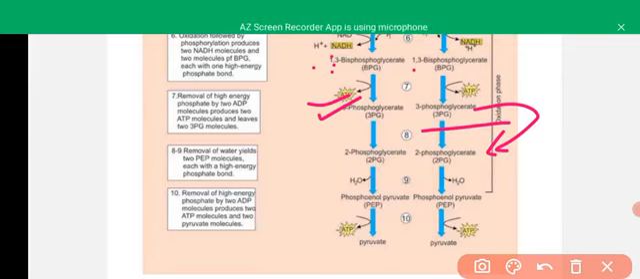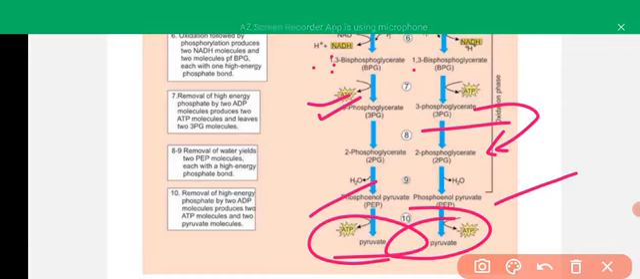And then there is the removal of a water molecule, and phosphoenolpyruvate molecules are formed. Then the phosphate group that is still present in it is also given to ADP, and ATP is produced, and two molecules of pyruvate are formed.